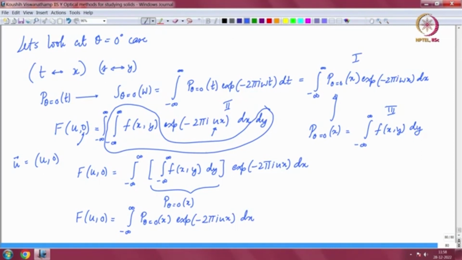Okay. But this is nothing but the Fourier transform of p, the 1D Fourier transform of p, which is nothing but s. That is what 1 is, right. This guy is the same as this fellow. So, f of u comma 0 is nothing but the 1D Fourier transform at theta equal to 0, this s that we have here, but with w being replaced by u.